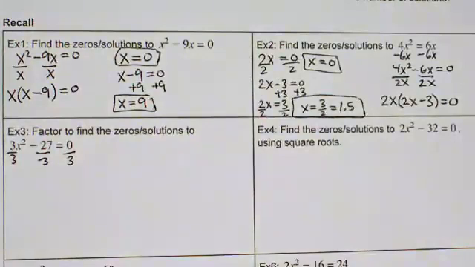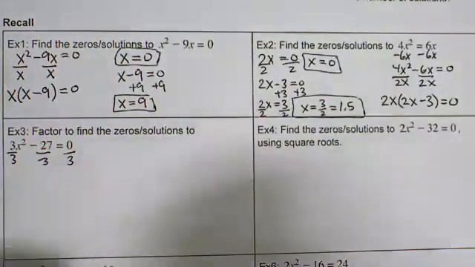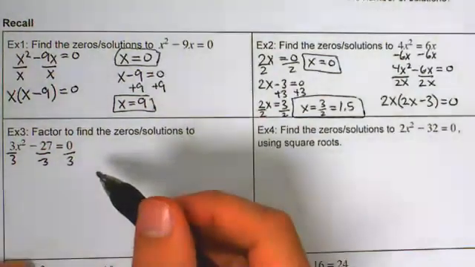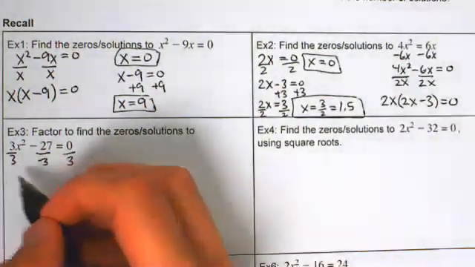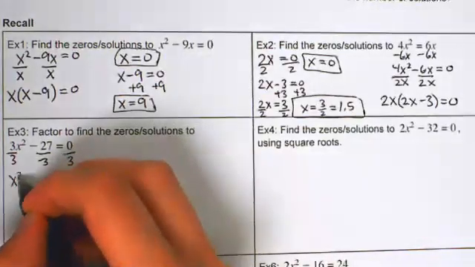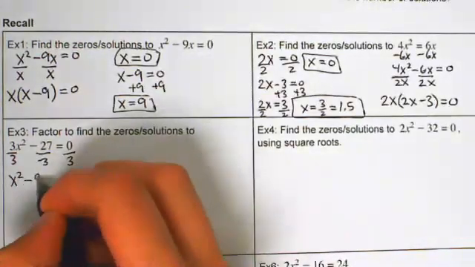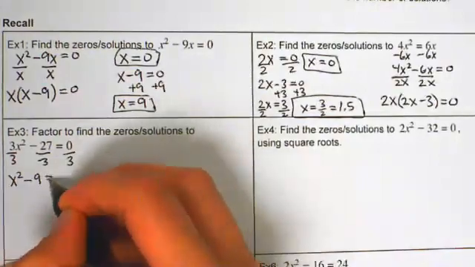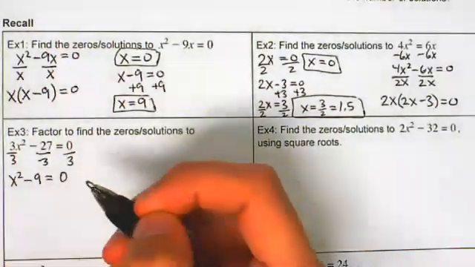But in this particular one, we are actually solving. So we can just divide the 3 out because it won't end up changing the solutions to this equation. So 3x squared divided by 3 gives us x squared, negative 27 divided by 3 gives us negative 9, and 0 divided by 3 gives us 0. And from here, we need to factor this.